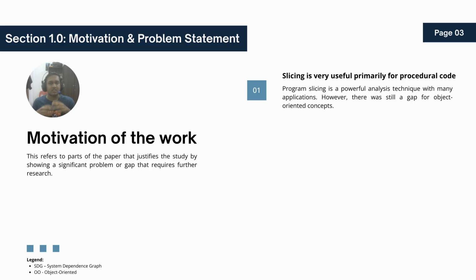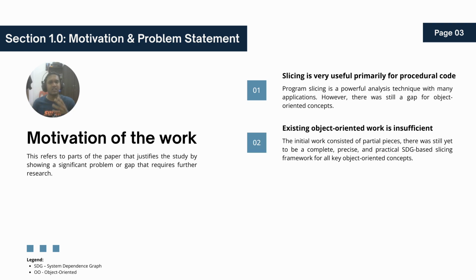Interprocedural SDGs, combined with the two-pass graph reachability algorithm of Horwitz and colleagues, can compute very precise slices across procedure calls. They achieve this by modeling parameter passing and by introducing summary edges to preserve calling context. However, there's a big limitation here. These classical representations and algorithms were built with procedural concepts in mind, things like procedures, function calls, and global variables. They were not designed to handle the key object-oriented concepts such as classes, instances, inheritance, or dynamic dispatch.